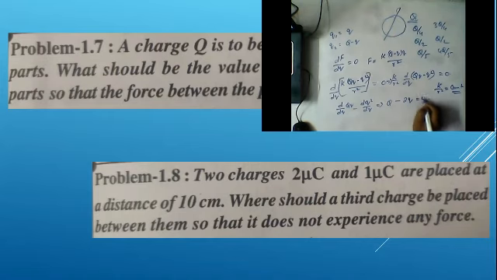Okay, this is equal to how much, guys? 0. So ultimately we are getting minus 2Q is equal to minus Q, that implies Q is equal to Q by 2. So when we divide Q by 2 and Q by 2, we are getting the maximum force.